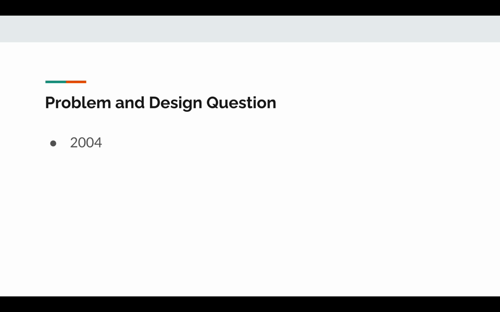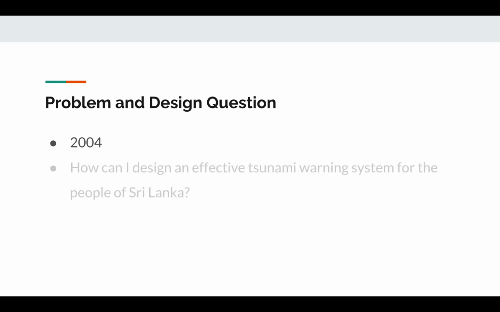In 2004, one of the deadliest tsunamis in recent history decimated populations in the Indian Ocean. Among them were people who lived on an island called Sri Lanka. They had no warning, which led to the deaths of over 200,000 people. My design question for this internship is, how can I design an effective tsunami warning system for the people of Sri Lanka? There were 3 criteria that I needed to keep in mind as I was designing this warning system.